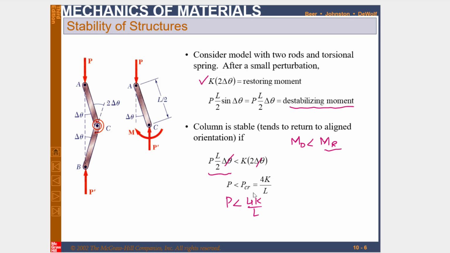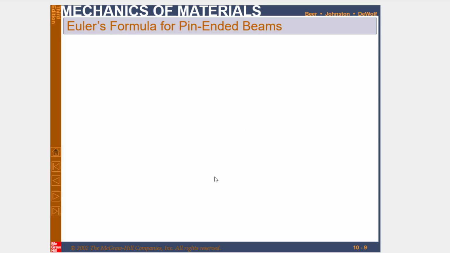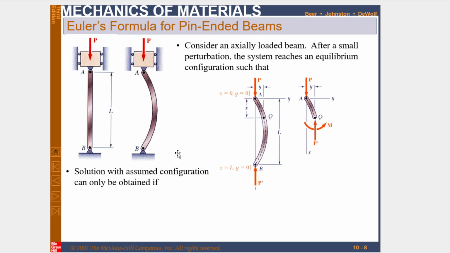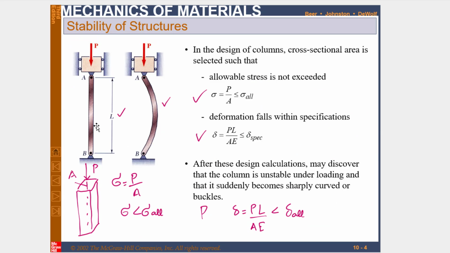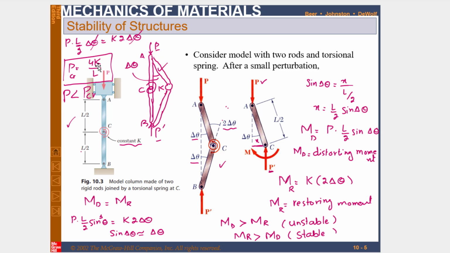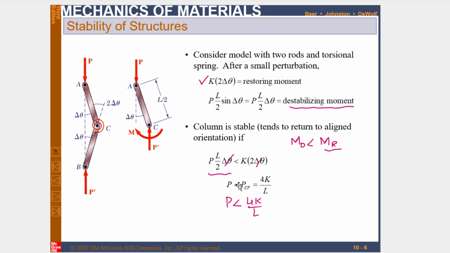And here we have discussed that P critical is equal to 4K over L. So your P should be less than P critical for a safer design. If your P is greater than P critical, if your applied load is greater than P critical, clear, the system will be unstable.